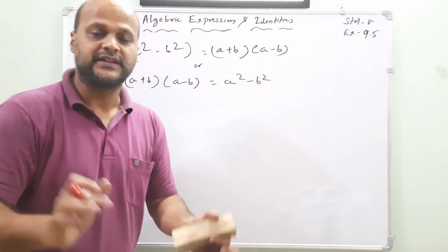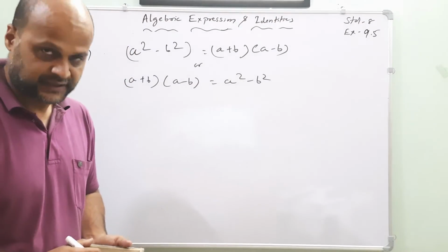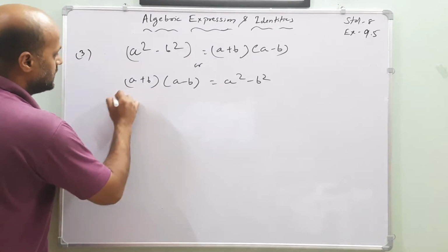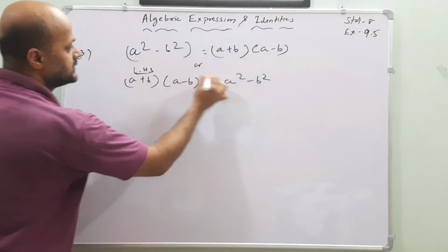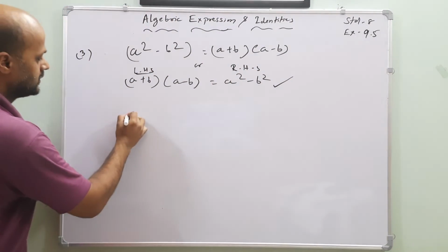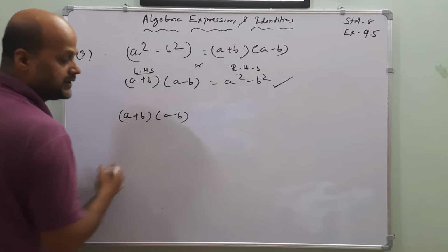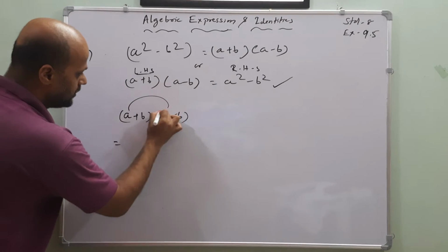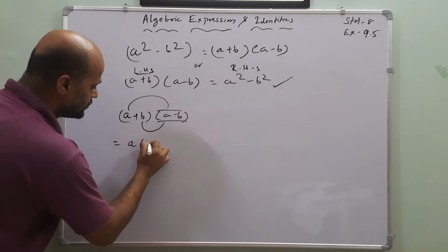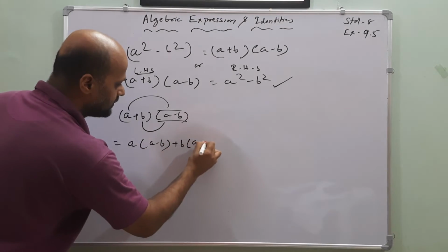Let's prove whether this identity satisfies our expressions or not. Take this one as LHS, this one as RHS. We will take this one, same thing, a plus b into a minus b. Second step, this one will multiply with this, and this one will multiply with this. A into a minus b plus b into a minus b.